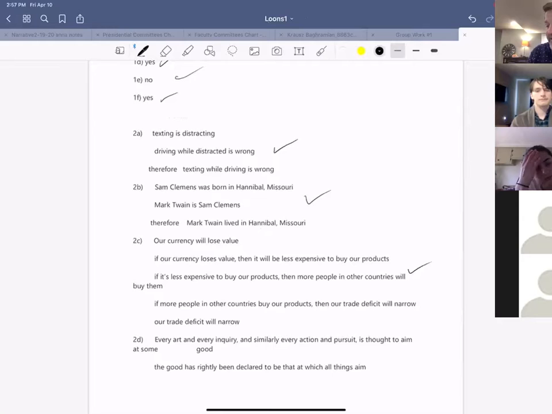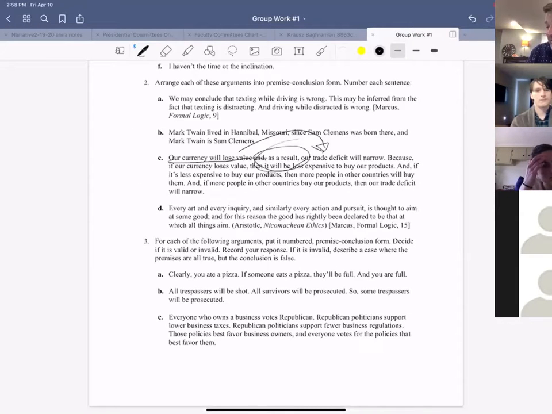Okay, fourth example. Every art and every inquiry, and similarly every action and pursuit, is thought to aim at some good. And for this reason, the good has rightly been declared to be that at which all things aim. So this is from Aristotle's Nicomachean Ethics.